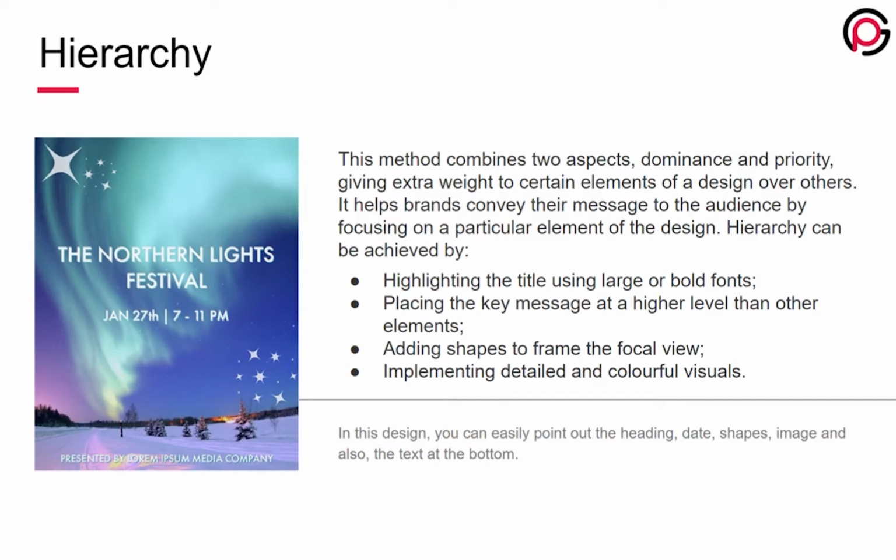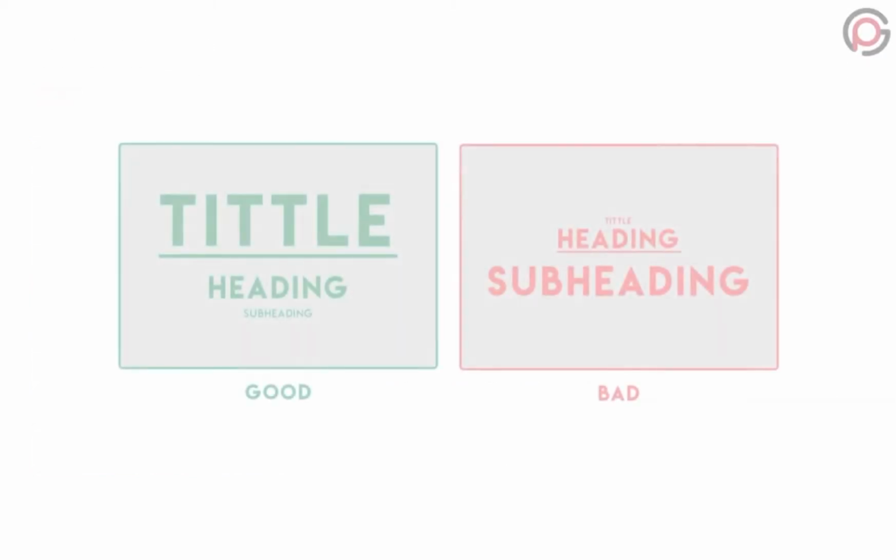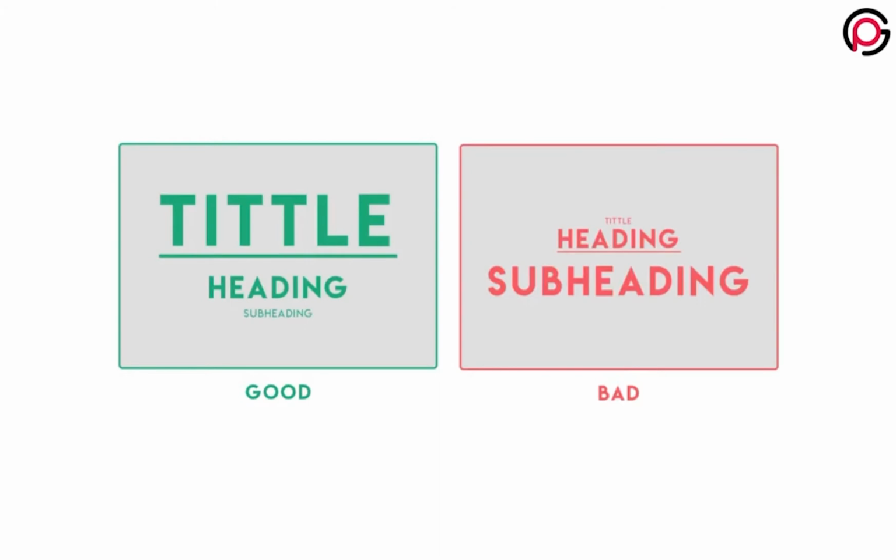If you want to focus on particular information, then you can add it to this shape and it would be highlighted. Also, you can see its contrast colors. So in this design, you can easily point out the heading, date, shape, image and also the text at bottom. So this is a good example of hierarchy where we want to look at the most important thing first, the other important thing later on. In this example, we can easily read the title, then heading and its subheadings.